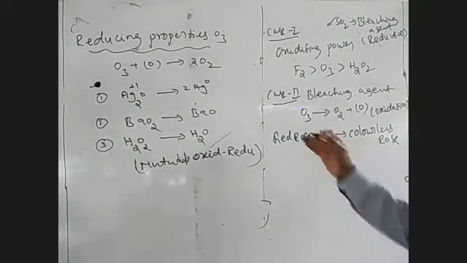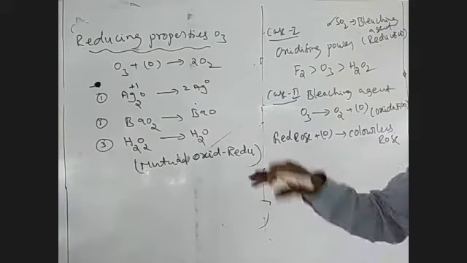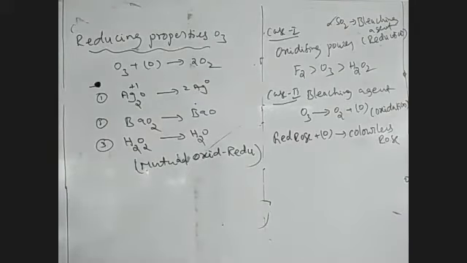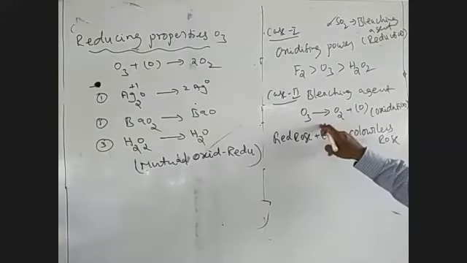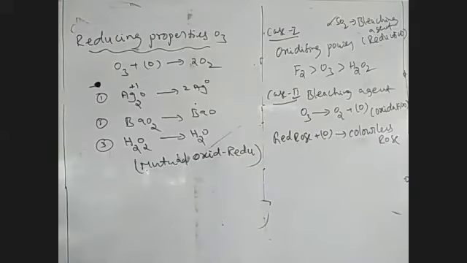Except O3, the remaining compounds are moist bleaching agents, acting as bleaching agents in the presence of water. But O3 acts as a bleaching agent without water. Therefore, O3 is an example of a dry bleaching agent.